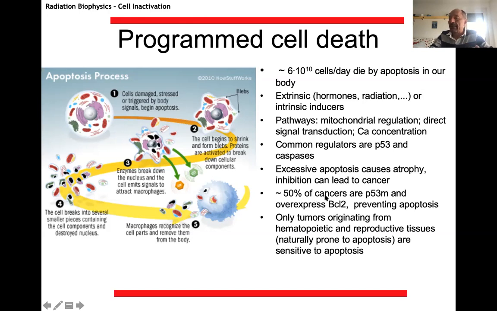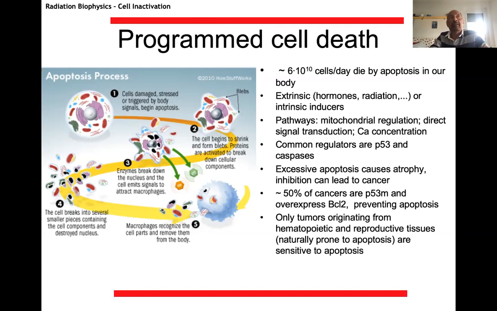At least 50% are mutated in p53 and overexpress BCL2, which is a protein downstream of p53. It has to be repressed to go into apoptosis. If it is overexpressed, you will prevent apoptosis. Now, only tumors originated from hematopoietic and reproductive tissue are sensitive to apoptosis.